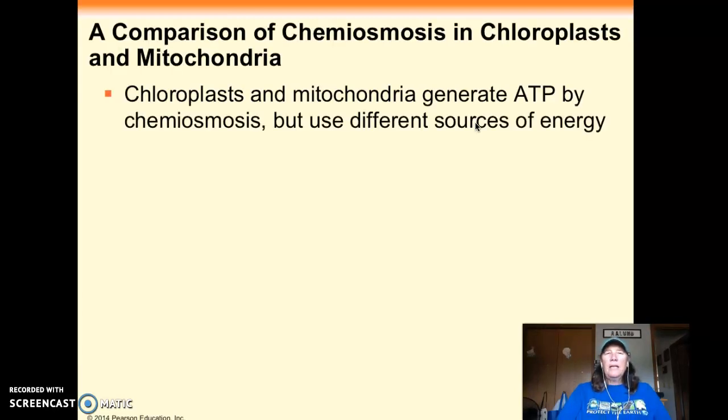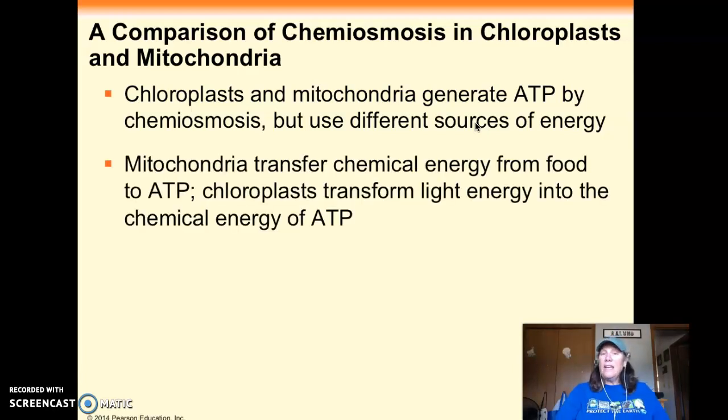Okay. If you look at the difference between what happens in a chloroplast and what happens in a mitochondria, okay, they both generate ATP. All right. But remember, the two of them are opposite. Okay. They use different sources of energy. A chloroplast uses sunlight. Okay. Mitochondria, what do they use? They get energy from glucose.